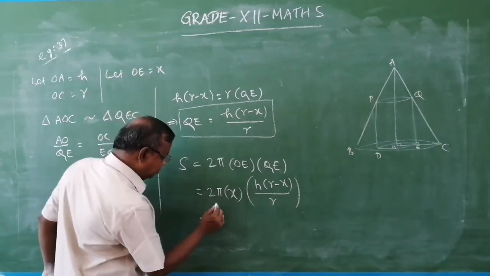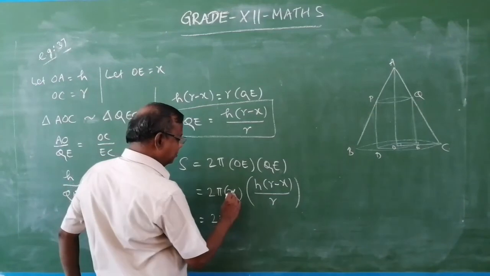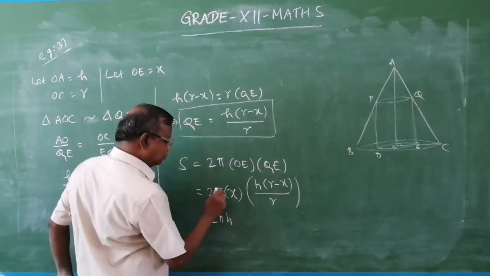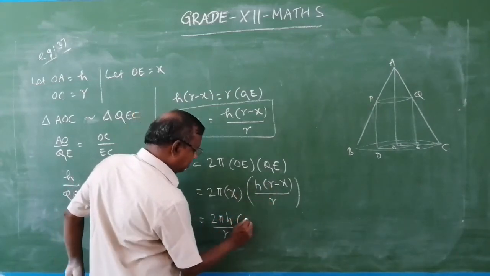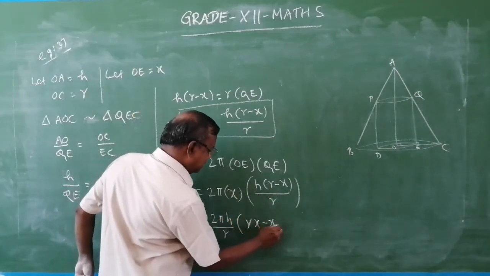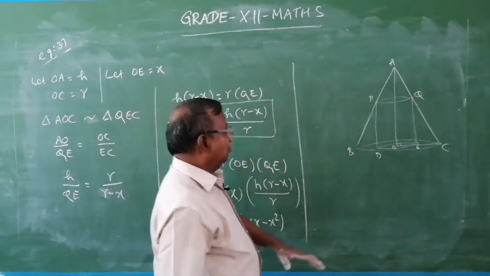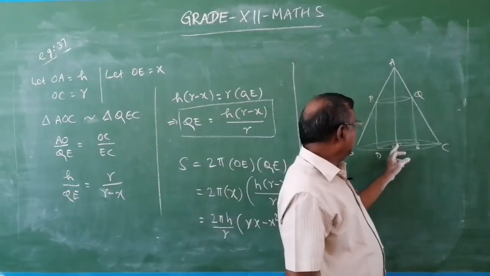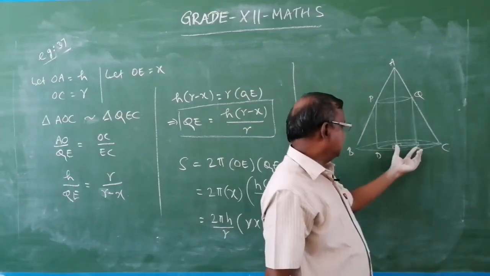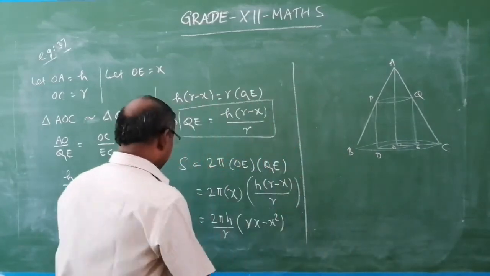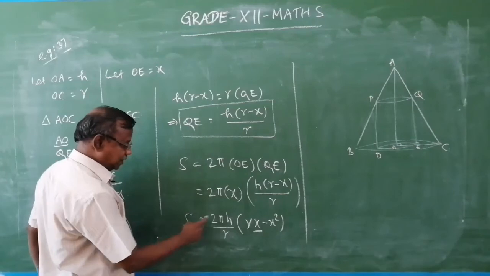So, we take 2 pi, take the H and bring the R there. So, 2 pi H divided by R into (Rx minus x square). Here the height of the cone as well as the radius of the cone are fixed. Only the x is varying. So, S is a function in x. So, we have to differentiate S with respect to x.